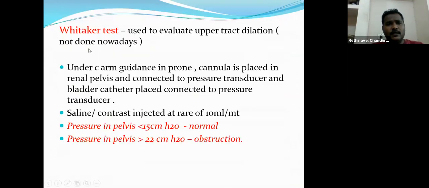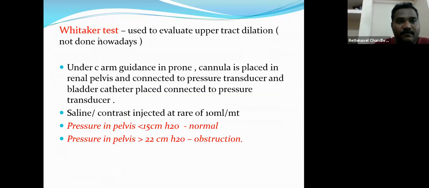So what is the Whitaker test? Before the invention of the renal scan, how they identified upper tract dilatation is called the Whitaker test. This is only for historical purposes. Nowadays, the Whitaker test is not done at all. Just for exam purposes, we are teaching this Whitaker test.